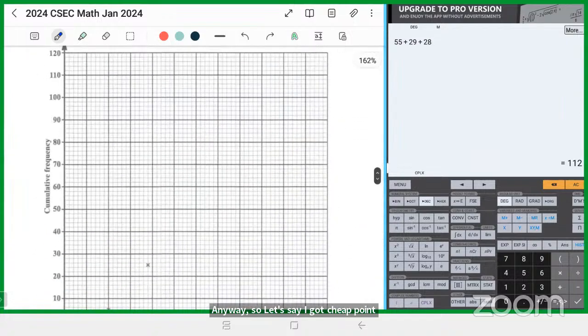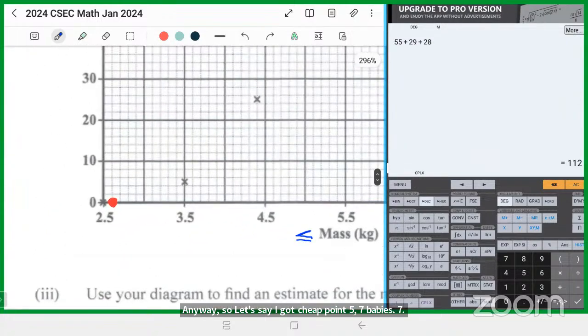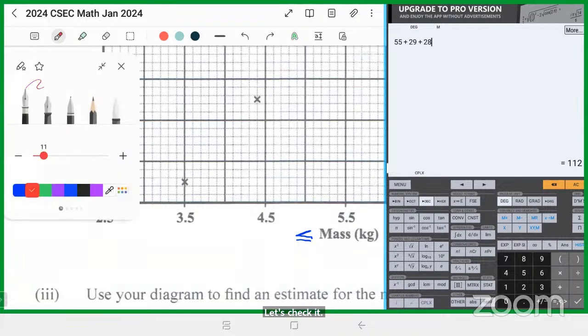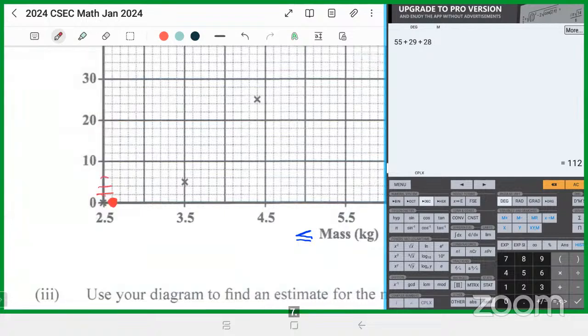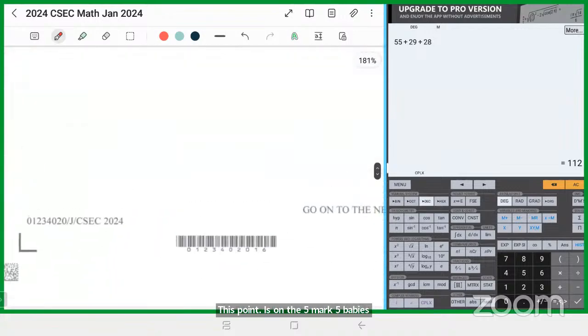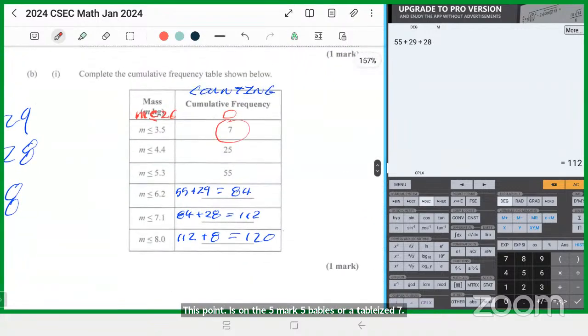7. Let's check it. 7. Counting now: 2, 4, 6. 7 is right here. This point is wrong. All right, so the correct point for that one is here. These things happen in CXC, guys. To repeat, this point is wrong. This is 5. Look at it. This point is on the 5 mark. 5 babies. Our table has 7. Less than or equal to 3.5.